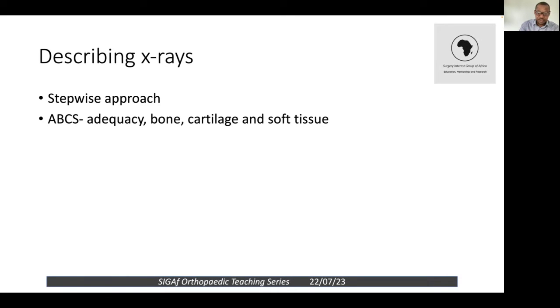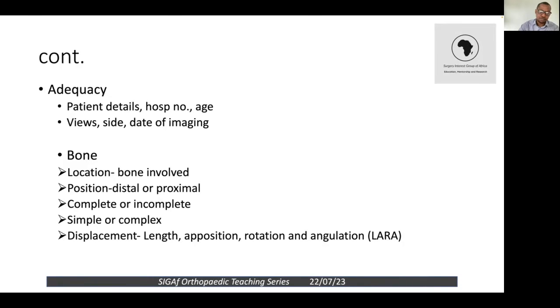If you are then given an X-ray of a patient with a distal radius fracture, there's no need to be afraid. You have to try and describe it in a systematic way, looking initially at the most important thing. Are you looking at the right X-ray? So the adequacy of the X-ray, you want to look at the bone, look at the cartilage, and look at the soft tissues as well. So the ABCS rule of looking at bone X-rays is always important and handy to try and use.